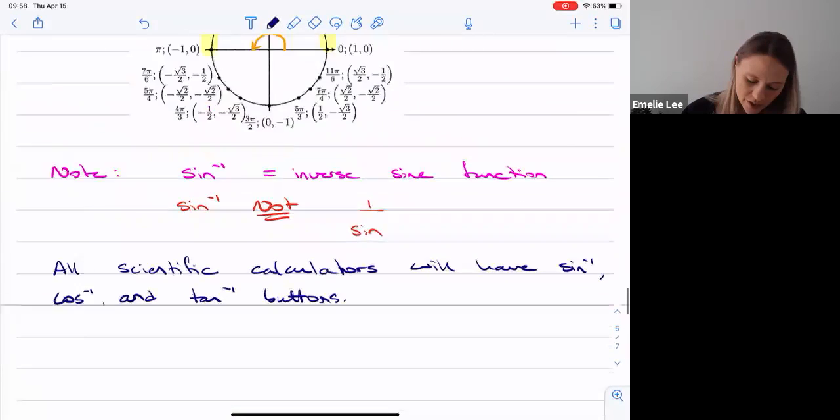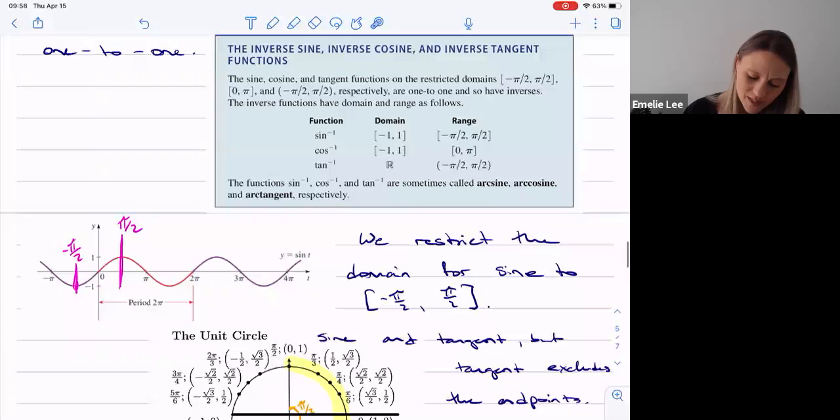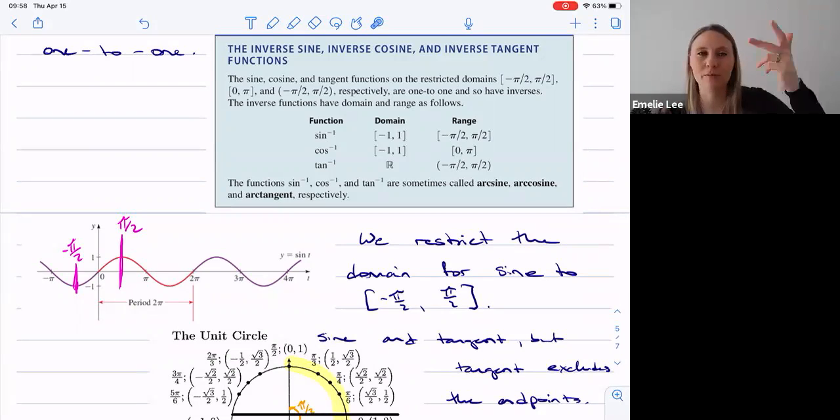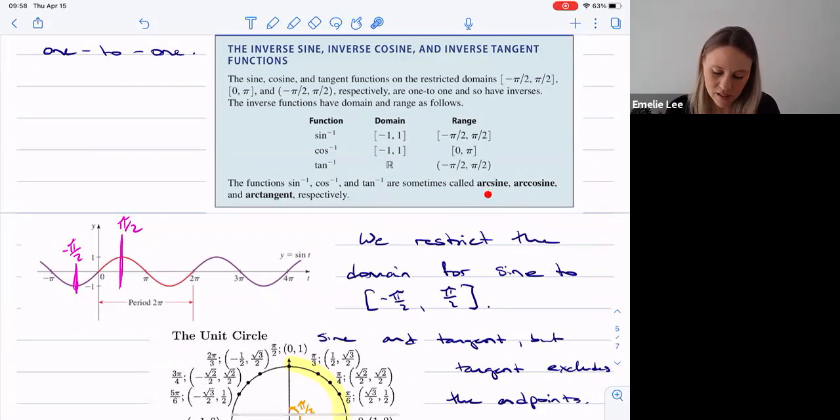Just a note that sometimes, especially if you're typing, you don't want to do sine to the power of -1 because that's annoying. So if we're typing quickly, then sometimes we'll say arc sine instead of sine to the -1. When I say arc sine, arc cosine, or arc tangent, what I mean is the inverse, and it's really just to not have to type out the power of -1. So that's just a quick note.